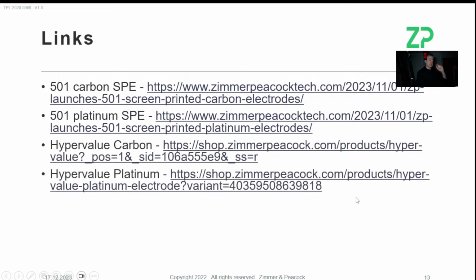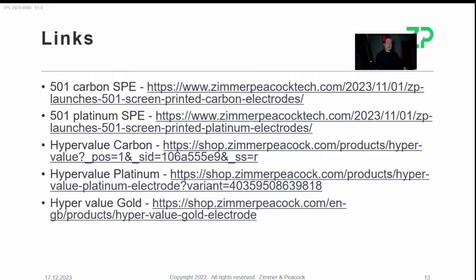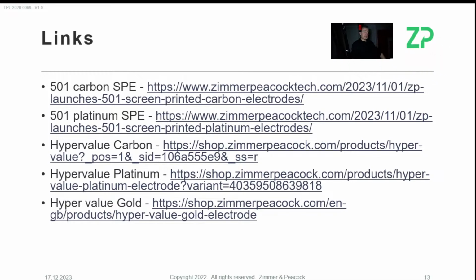I suppose I should say that ZP, the biggest consumer of ZP electrodes, is actually ZP, and that's a good thing, because what it means is we keep the quality high because we need to benefit from it directly.